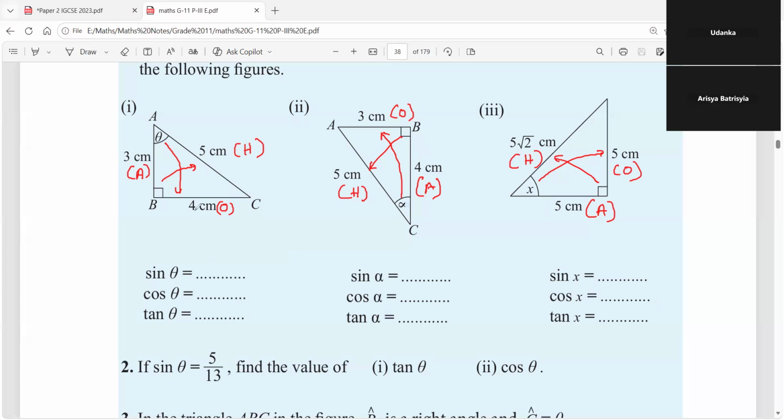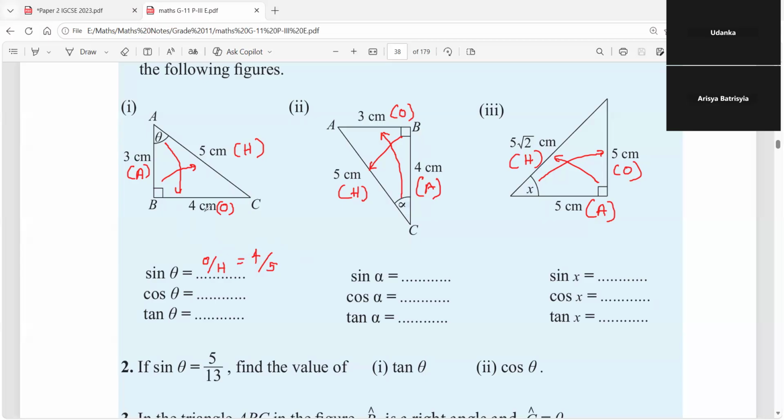Now let me know what is the sine value. Sine is opposite over hypotenuse. What is the opposite side here? 4. Over hypotenuse is what? 5. Clear? You can write like this.